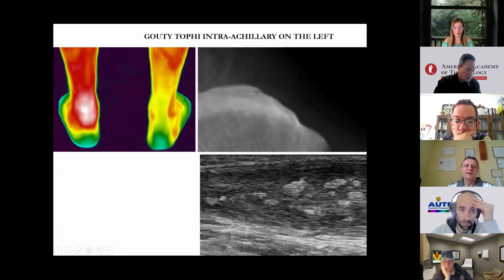Gouty tophi intraachillary on the left side. X-ray is normal, but on sonography, we can see in the structure of the Achilles tendon a huge amount of gouty tophi. These are these white flecks. And on thermography, due to this, is increased temperature activity in the distal part of the Achilles tendon.